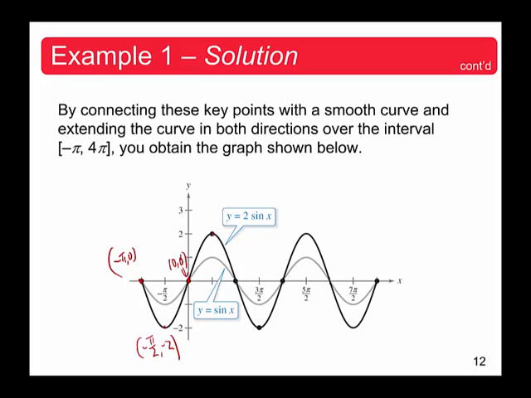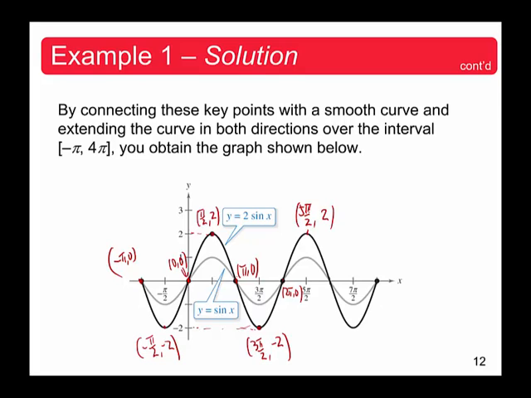And you shift all the way up to the maximum point. This turned out to be pi over 2, 2. And go back down to the intercept, and this one is pi, 0. And now at 3 pi over 2, you reach the minimum, negative 2. Maximum is 2, minimum is negative 2. Okay. And then go back down, we get 2 pi, 0. And 5 pi over 2 turned out to be 2.